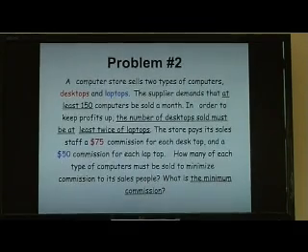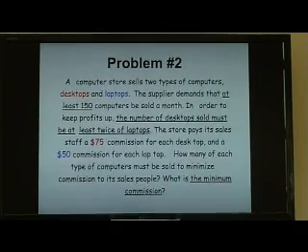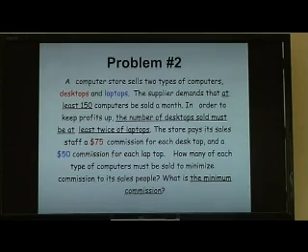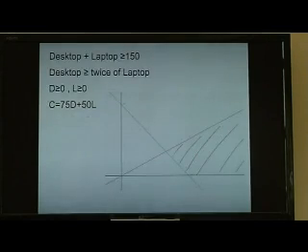Problem 2. A computer store sells two types of computers, desktops and laptops. The supplier demands that at least 150 computers be sold a month. In order to keep profits up, the number of desktops sold must be at least twice the number of laptops. The store pays its sales staff a $75 commission for each desktop and a $50 commission for each laptop. How many of each type of computer must be sold to minimize commission to its salespeople? What is the minimum commission?